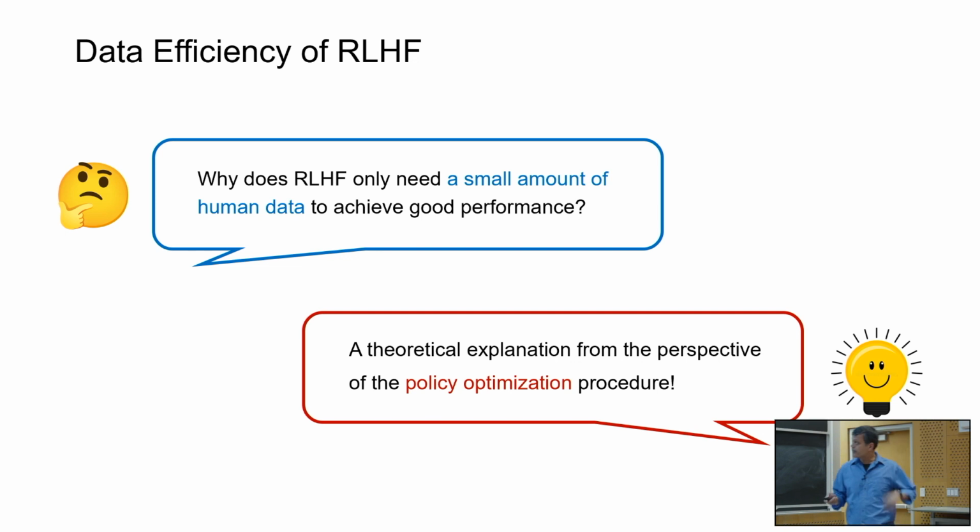So the question we asked here is, why does RLHF need only a small amount of human data to achieve good performance? And we try to provide an explanation for it from the perspective of policy optimization. Policy optimization is a widely used procedure to train reinforcement learning algorithms. So I'm going to consider policy optimization. Here one could consider other things like Q-learning and so on. Here I'm considering policy optimization, because right now it seems to be the most popular technique to train RL algorithms.